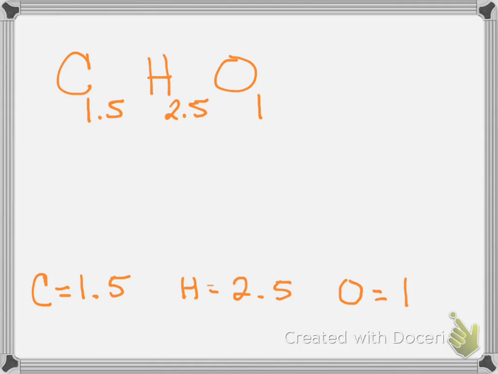Now hopefully at this point you're saying, hold your horses. That can't happen because we can't have half an atom of carbon. And you'd be correct in saying that. So what would we have to do to this entire thing to get rid of those halves? Well, can we simply multiply it by 2? Sure, we can do it.